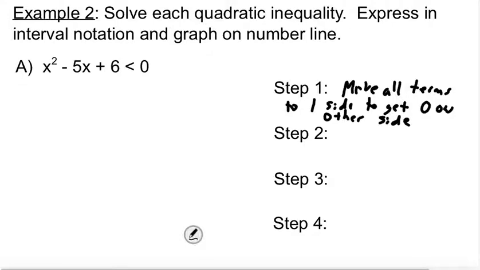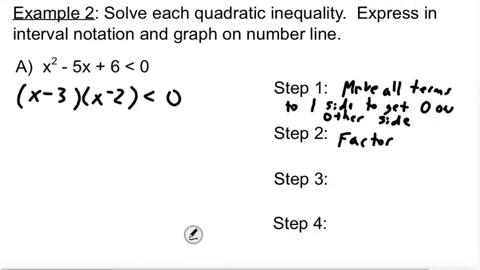I usually move all my terms to the left side because I like my x's on the left because it just makes more sense. And then 0 there is on the right side. Step 2, what we want to do is we want to factor. So let's go ahead and factor over here. So x, what multiplies to give me 6 and adds to give me a -5? Oh yeah, -2 and a -3 multiply to give us 6 and add to give us a -5.